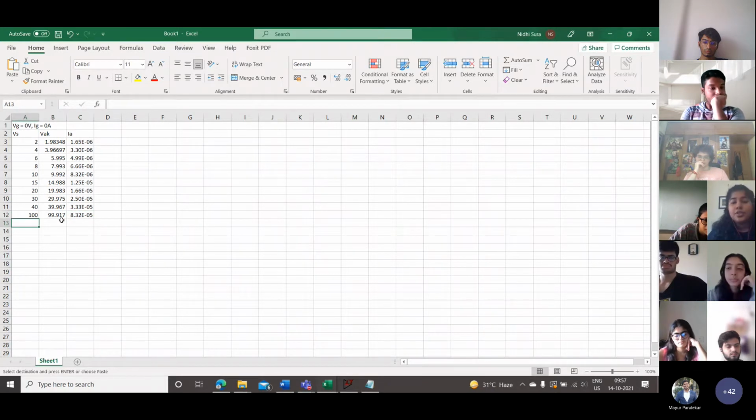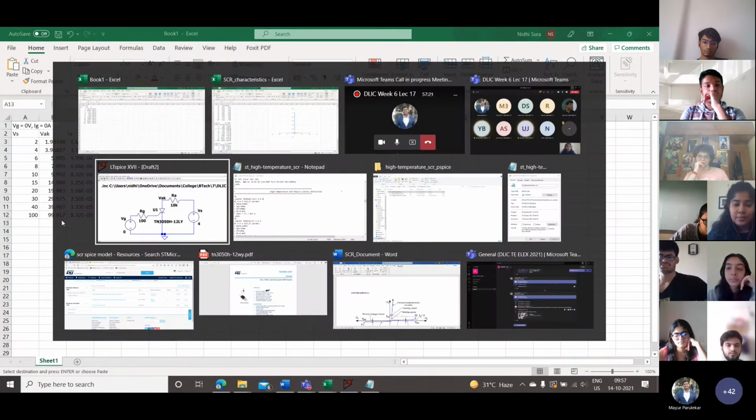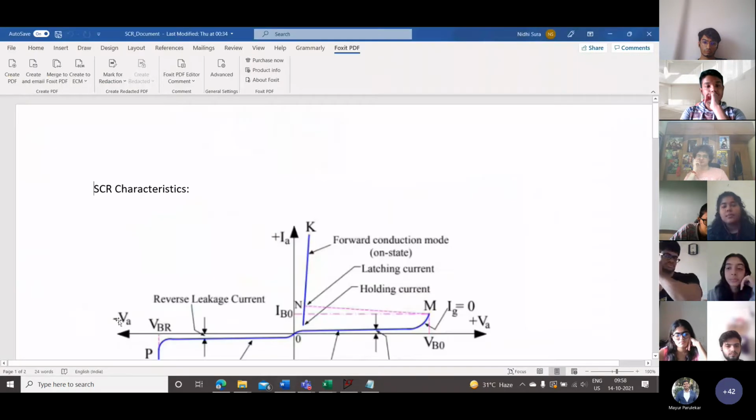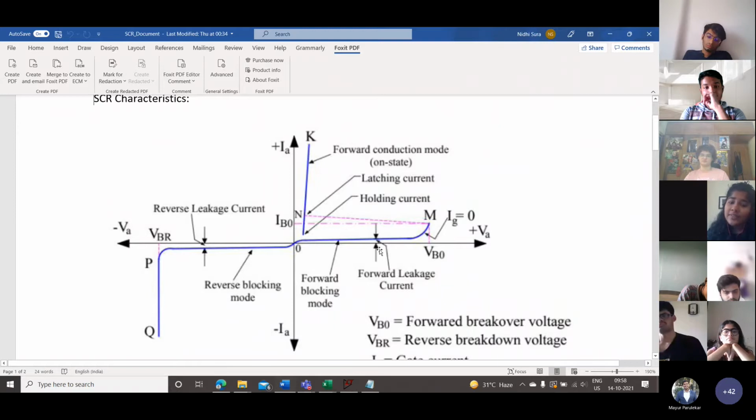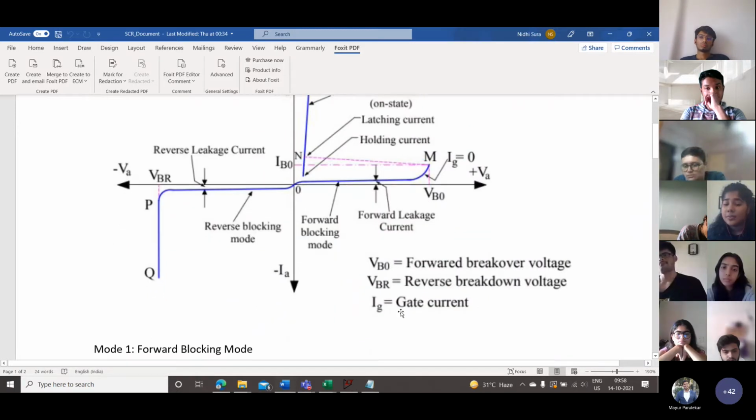So now I'm just going to show you the graph that we're supposed to have for this. As you can see in these SCR characteristics, what we're observing first is this little blue line on the positive side very close to the x-axis, and that is our forward leakage current. So this is the current that we observe in our forward blocking mode, yeah.